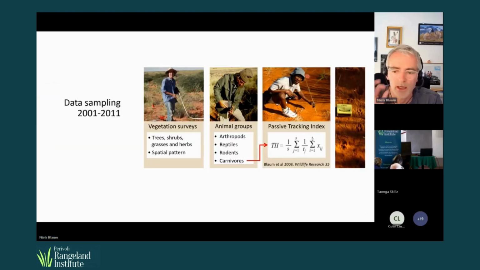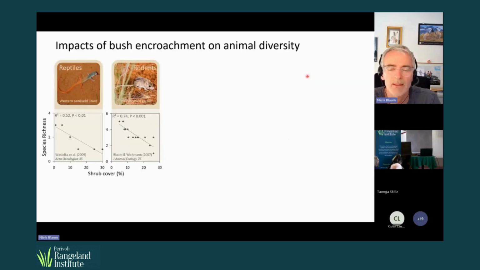All right, at each of these sites, we did quite a lot of sampling. We did many vegetation surveys. We recorded diversity patterns of various animal groups: arthropods, reptiles, rodents, carnivores. And this is already the key result showing the impacts of bush encroachment on animal diversity.